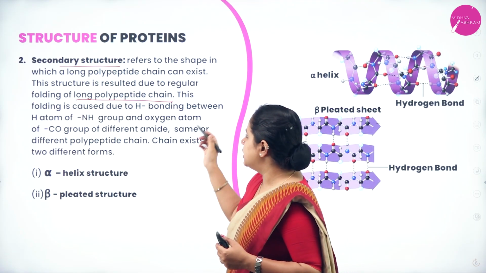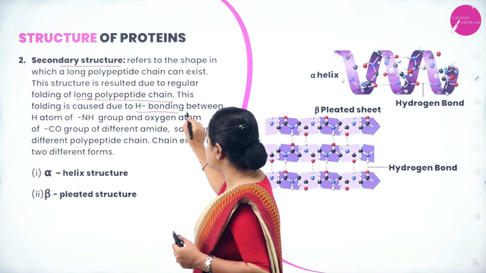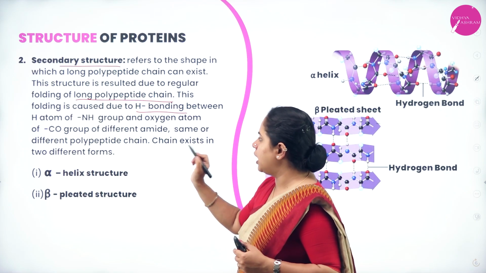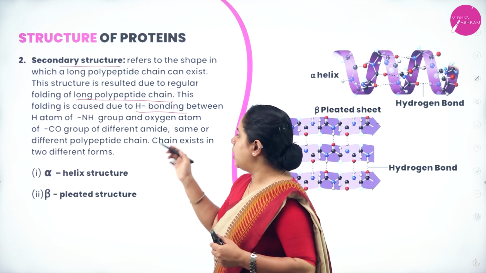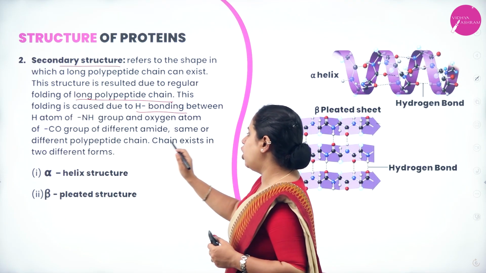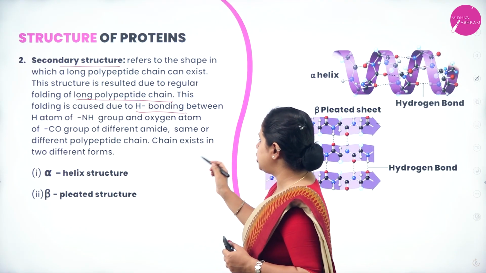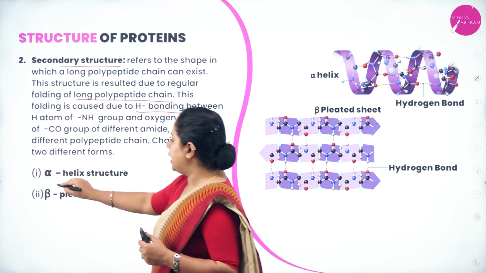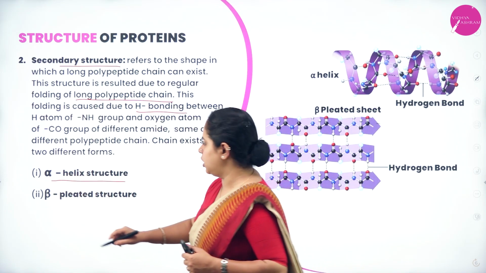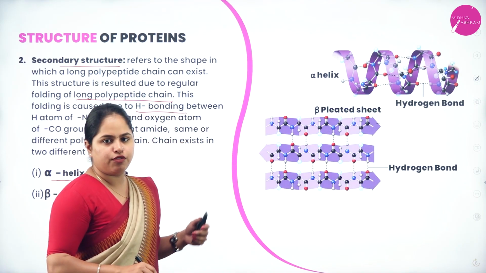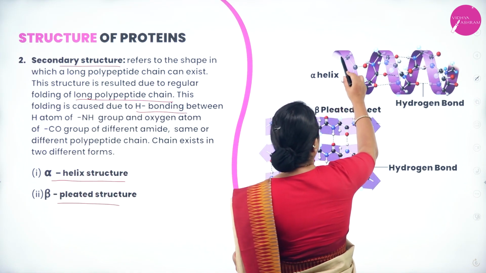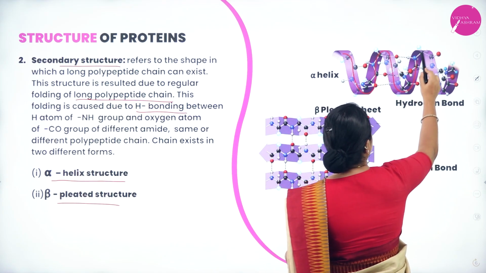Folding will take place. This folding is caused due to hydrogen bonding between the hydrogen atom of the NH2 group and the oxygen atom of the CO group of different amides, of the same or different polypeptide chain, and the chain exists in two different forms. Either it can be an alpha helical structure or else a beta pleated structure. So the first one you can see is the alpha helical structure. So this, you can see, is the primary chain.